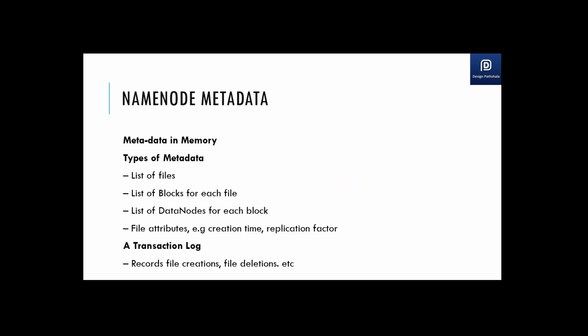So now everything we have discussed, I'll just quickly reiterate. Name node contains the metadata in memory: the list of files, the blocks which are associated to the file, the list of data nodes for each block, the file attributes like creation time, replication factor, deletion time, and things like that, and the transaction log, like when the file was deleted or created. So this is the whole metadata.